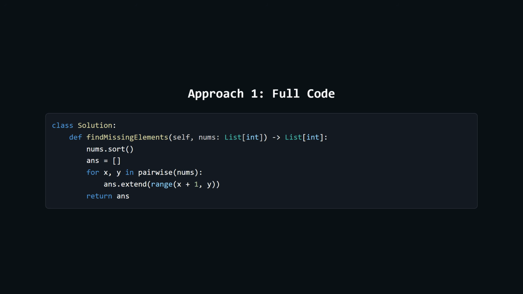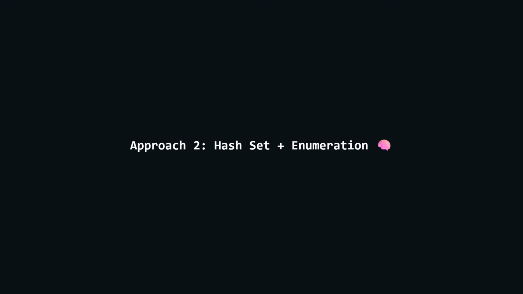Here is the complete code for that first approach. It's clean and easy to read. But sorting takes a bit of time. Can we do it faster? Let's explore a second way to solve this, using a hash set. This is often faster because it avoids sorting entirely.